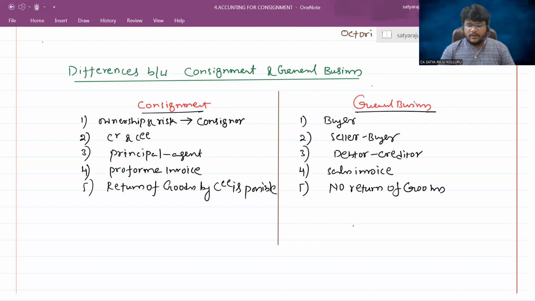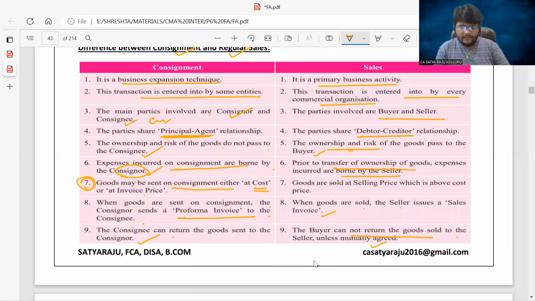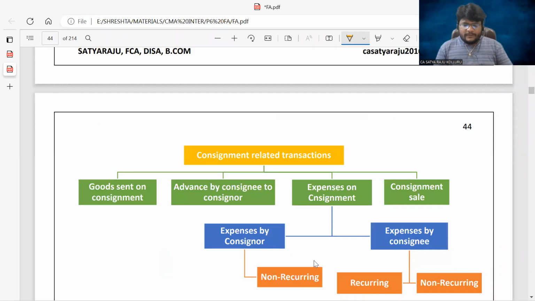Okay. Certain important points I just discussed, guys. These are more than enough. If you just remember these 5 differences, these are more than enough. Next.